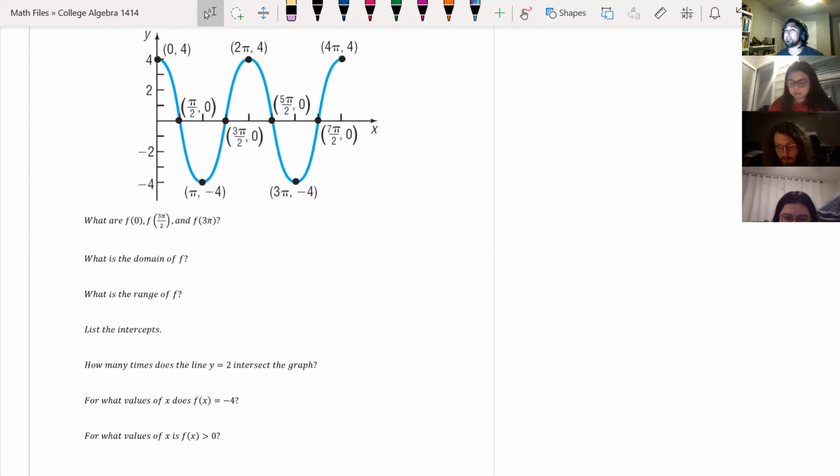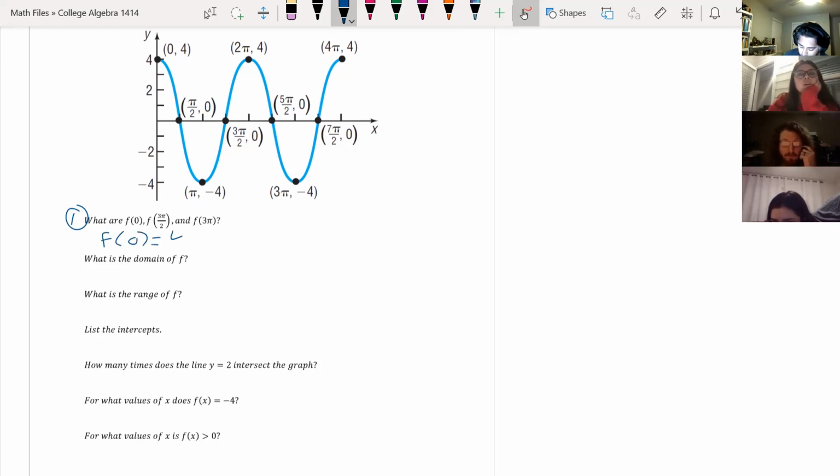So the next example is just obtaining information from a graph. This just wants you to learn how to read a graph. So the very first question we have here, I'll say 1, it says, what are f of 0, f of 3 pi over 2, and f of 3 pi? Basically, what this question says is when x is 0, and when x is 3 pi over 2, and when x is 3 pi, what are the values of y? That's all this says.